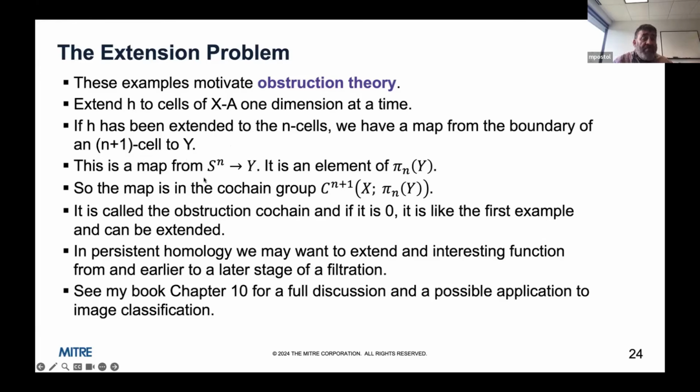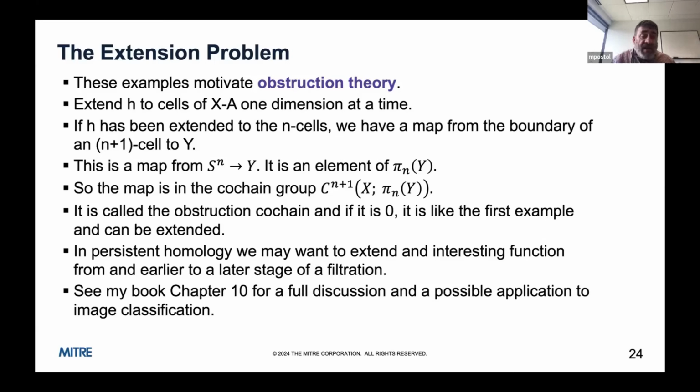Okay, so that's good. Now this being a map from Sn to Y, the boundary of B n plus 1 is going to be Sn. So that's an element of pi n of Y. And we can extend it if it looks like a constant, which means it's going to be the 0 element of pi n of Y. So what you do is you get a cochain group then. You're basically taking maps from X to, I'm sorry, from X to pi n of Y.